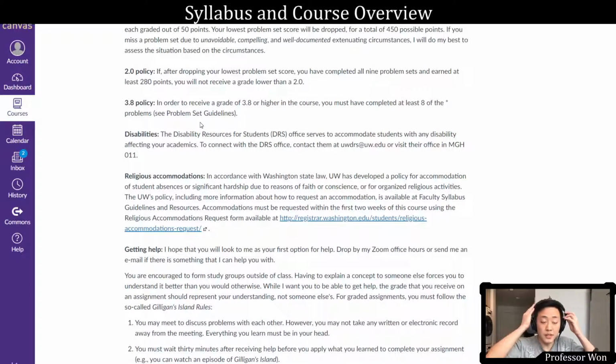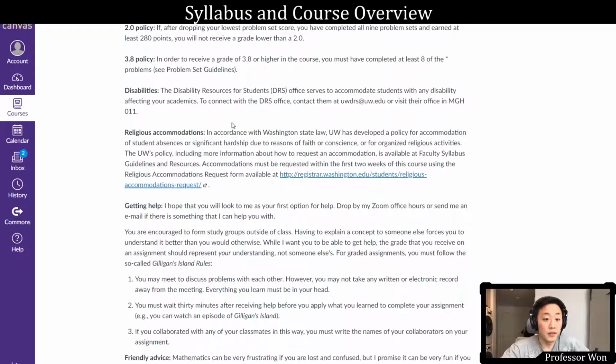Okay, so some more stuff that I'm required to have on the syllabus. If you have a learning disability, then you should contact the DRS office to make accommodations. There's no exams in the course, it's just problem sets. Also, if you have some religious accommodation, so if you have an absence or a hardship due to reasons of faith, then there's a form that you fill out at the registrar, and I'll accommodate that.